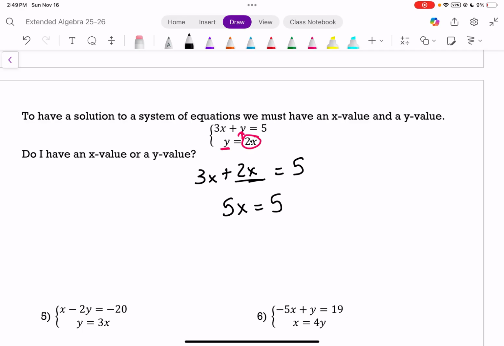So 5x equals 5. I'm going to divide by 5. X would equal 1. So that's good. We were able to find our value for x. Now we need to find our value for y.